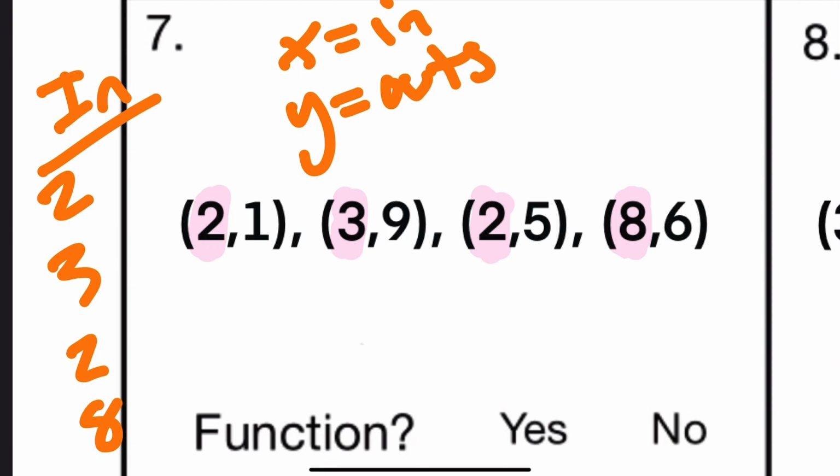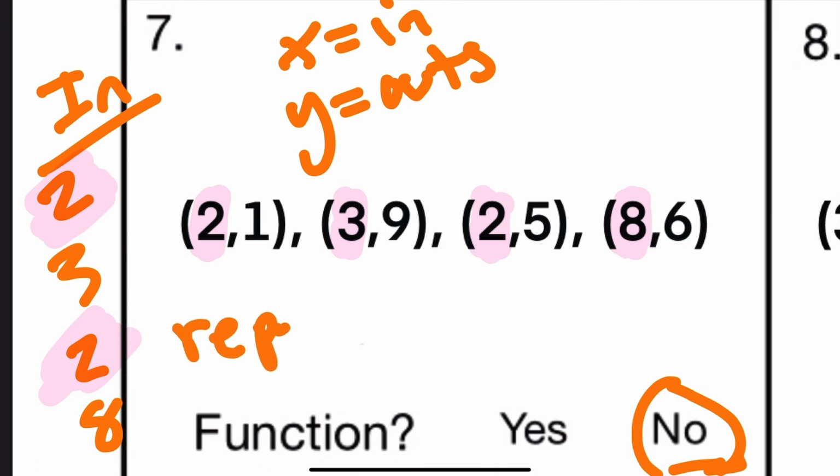So again, if they do repeat, that means that it is not a function. And I'm going to, again, highlight this a little bit so I know what I mean for later for my notes. These 2's repeat. So they are not a function because our 2's repeat, okay?